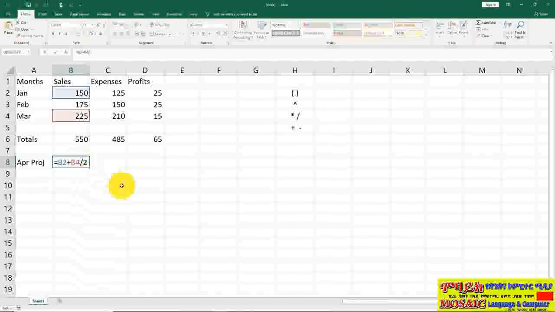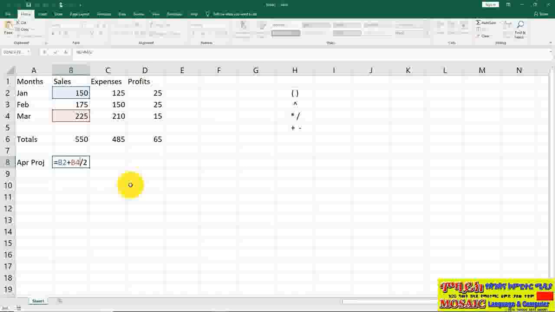I'm going to double click and open the formula back up. My first question is, do you see any parentheses in this formula? No. Do you see any exponents? No. Do you see any multiplication? No. Do you see any division? Yes. The first thing Excel did was this part right here. It took B4, which is 225, and divided it by 2. The only thing left to do was add B2. I didn't want to do that.